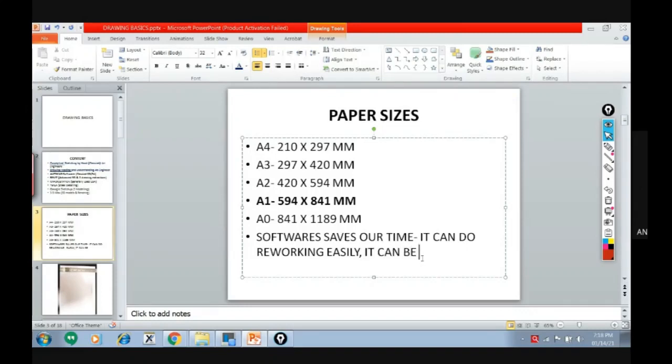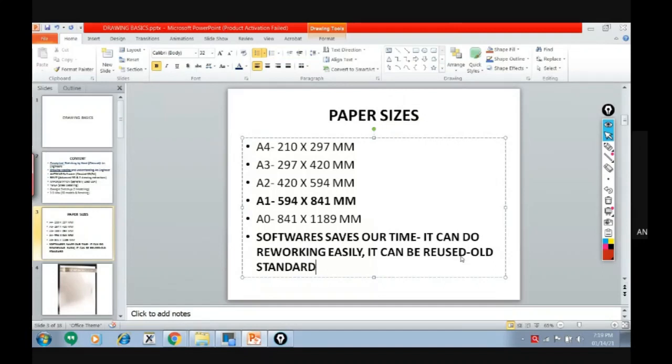And it can be reused. So let's say you have done an old project before. You can use that old project as a reference, and you can just match the properties and copy paste the same things which are required for your new projects. So this is the important point why we are using softwares, and that is the benefit of AutoCAD also. It can save the time, it can do the reworking easily, and it can be reused. Reuse means old projects, old standard projects we can say.